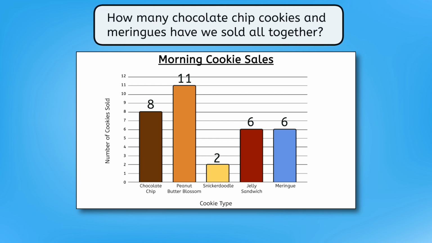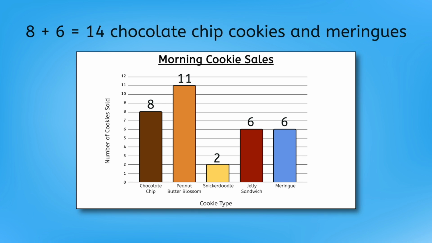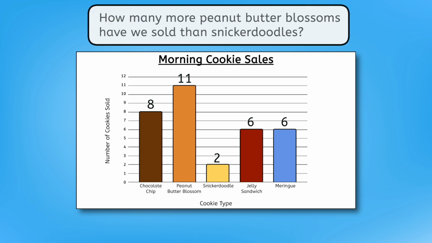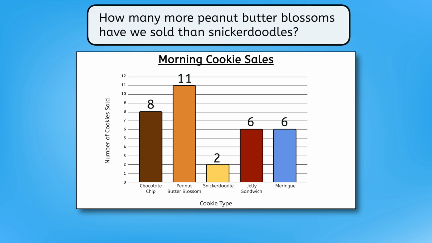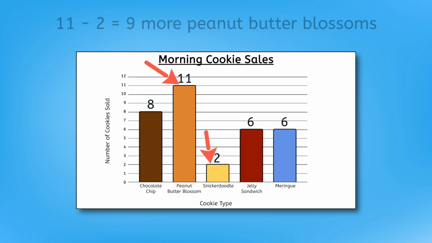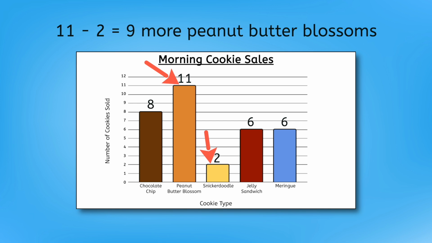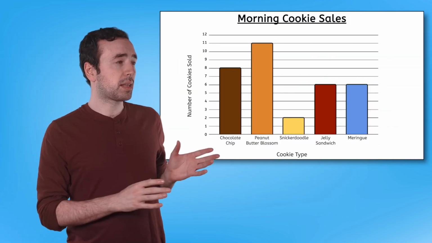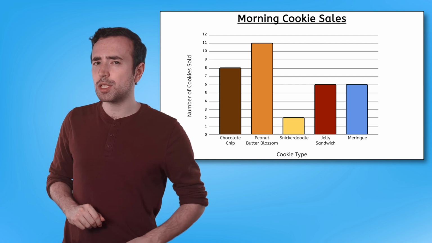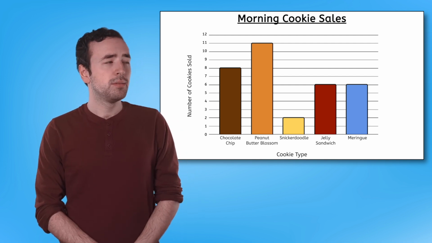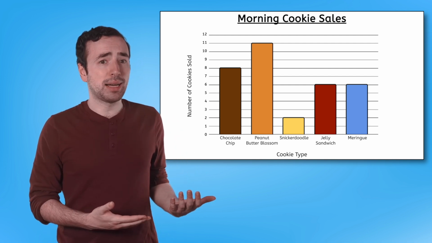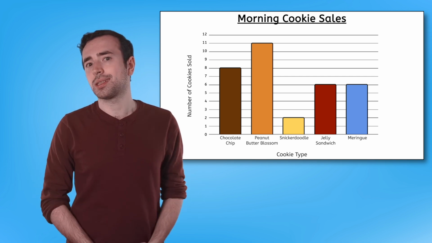How many chocolate chip cookies and meringues have we sold altogether? Well, 8 plus 6 equals 14, so 14 chocolate chip cookies and meringues. And how many more peanut butter blossoms have we sold than snickerdoodles? We've sold 11 peanut butter blossoms, but only 2 snickerdoodles, so we can subtract. That means we've sold 9 more peanut butter blossoms. Based on the data collected so far, which cookie do you think will be the most popular at the bake sale? Maybe the peanut butter blossoms, but you never know until all the data is collected.